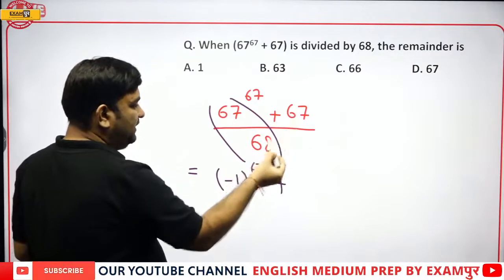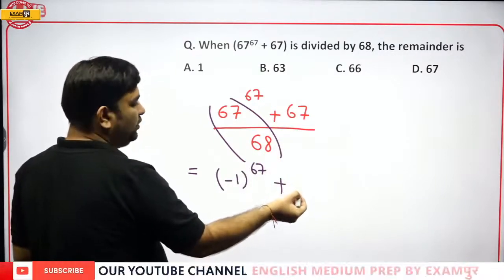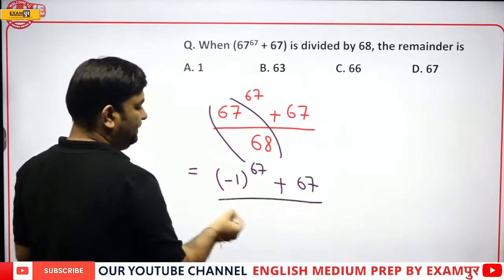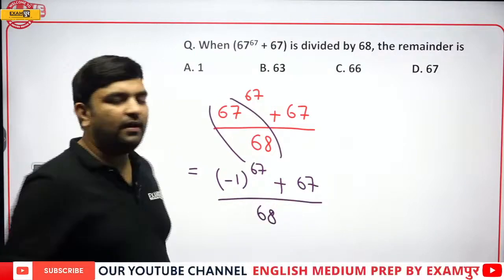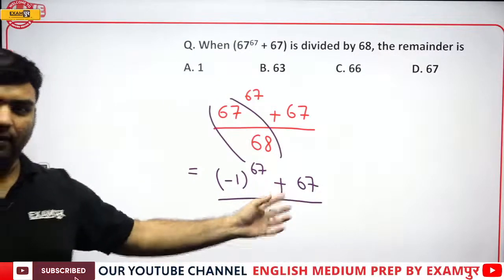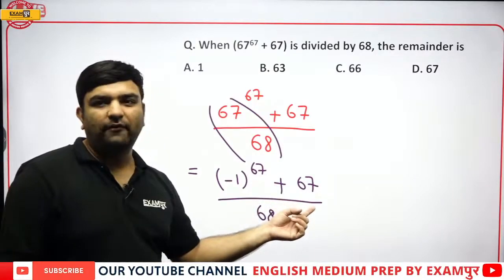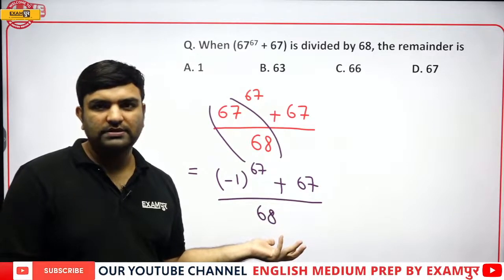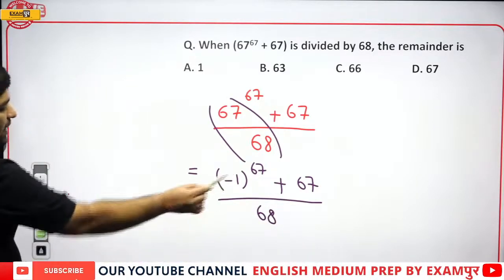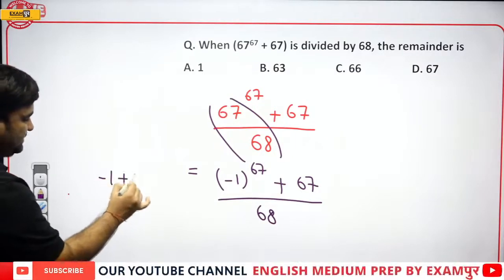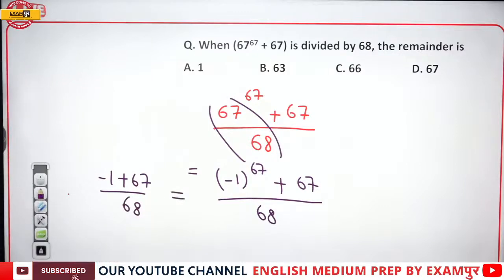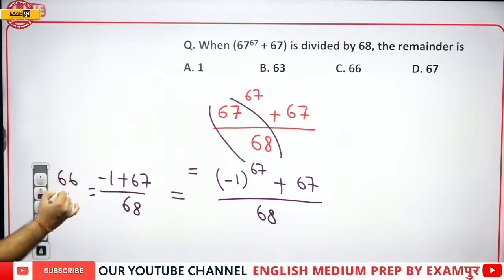For 67 divided by 68, either you can write minus 1 or you can write 67, whatever you want. I'm writing 67 only, because here I don't have to raise any power. The number is smaller. Minus 1 to the power 67 is minus 1, plus 67 divided by 68. Now this is 66 divided by 68.